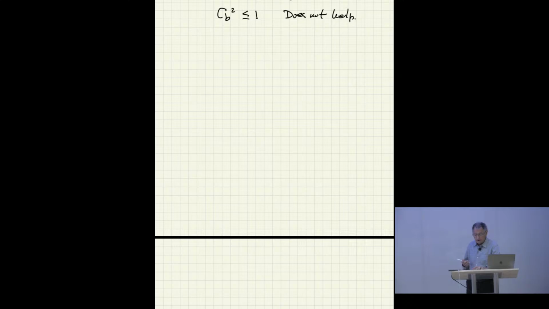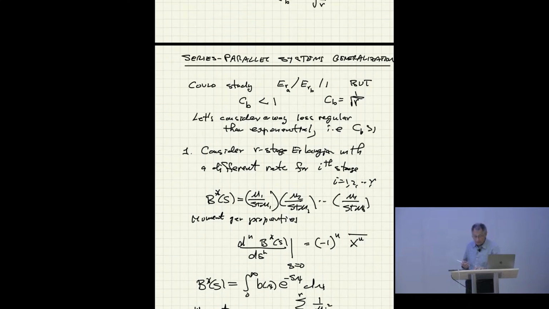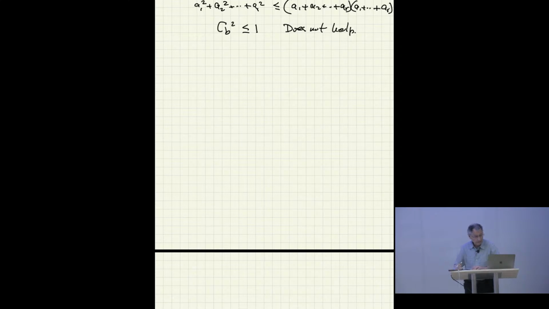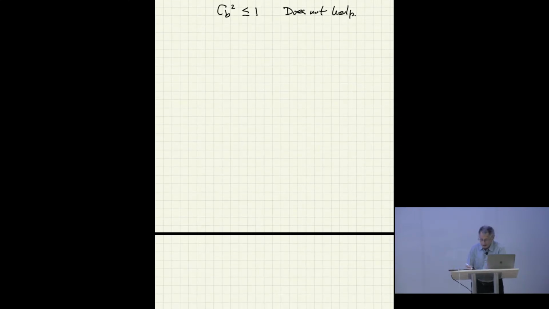So guess what? Look at the title of the section here. How about some parallel stages instead of series stages? Okay. You get two choices, so let's try parallel. Okay. So let's look at parallel stages. Okay. Let's draw it. Let me draw the picture.